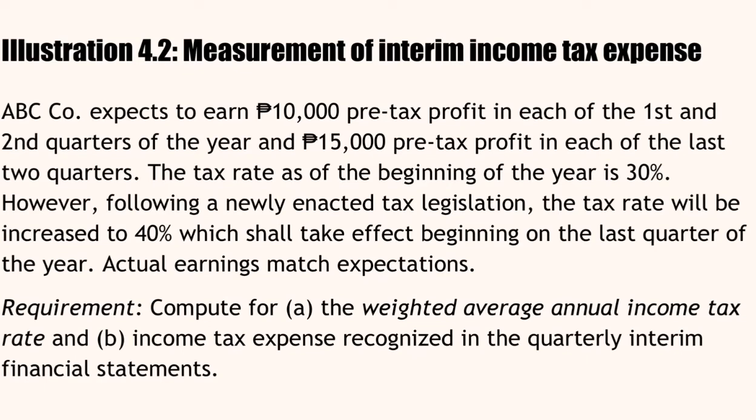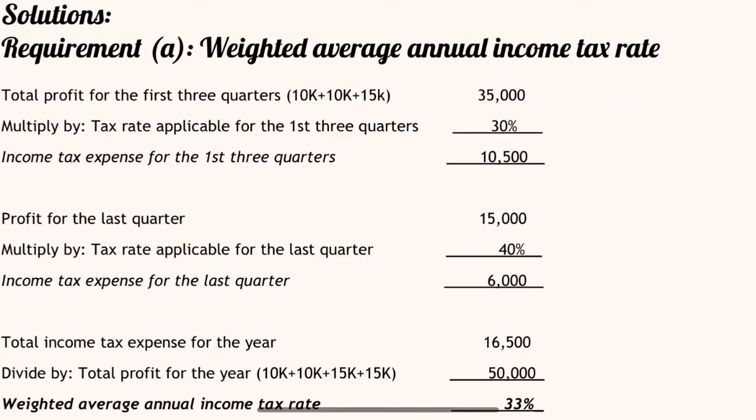Another example for the measurement of interim income tax expense. The requirement is to compute for A, the weighted average annual income tax rate, and B, income tax expense recognized in the quarterly interim financial statements. Requirement A, total profit for the first 3 quarters, 35,000, multiplied by 30%. The income tax expense for the first 3 quarters would be 10,500. Profit for the last quarter, 15,000 multiplied by 40%, the income tax expense for the last quarter would be 6,000. Total income tax expense for the year would be 16,500 divided by the total profit for the year of 50,000. The weighted average annual income tax is 30%.